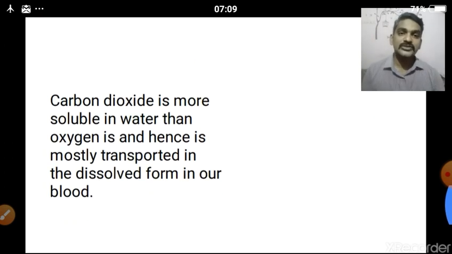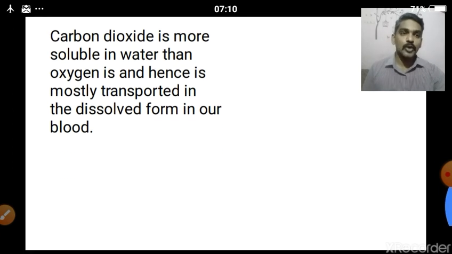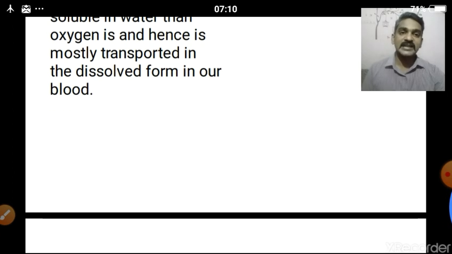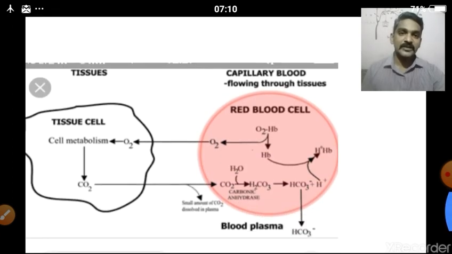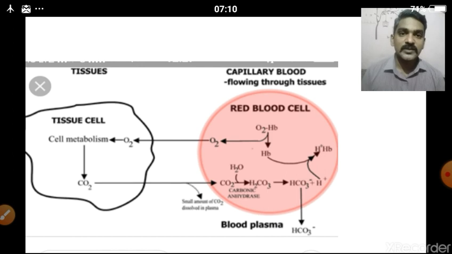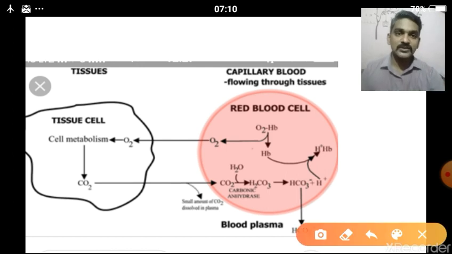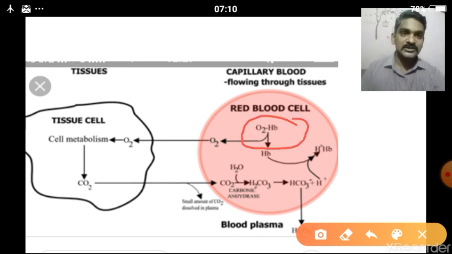So how will the carbon dioxide be released? Carbon dioxide will be transported in dissolved form. A few amount will be dissolved in plasma and a few will be in the red blood cells also. The hemoglobin will attach to it, but the affinity is very less. You can clearly see this in the diagram, from the tissues to the red blood cells.